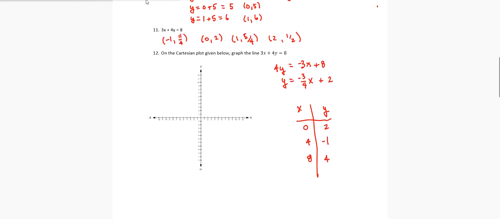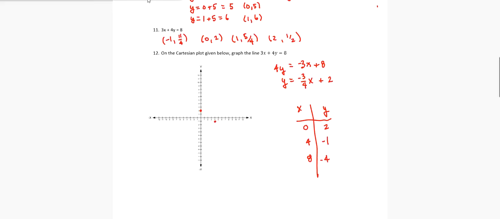Well, we've got 0, 2. That's this point here. We've got 4, minus 1. It's this point here. And I see a mistake. This should be minus 4 because this is a negative number here. So we got minus 6 plus 2 is minus 4.